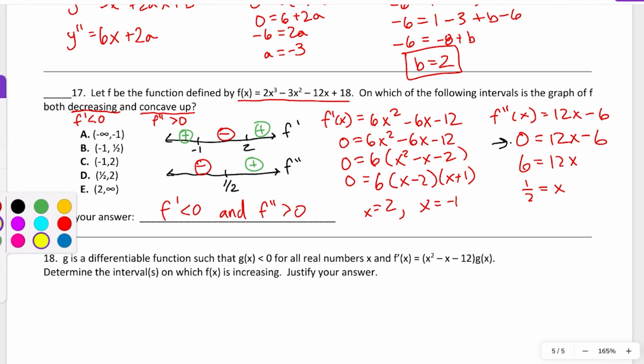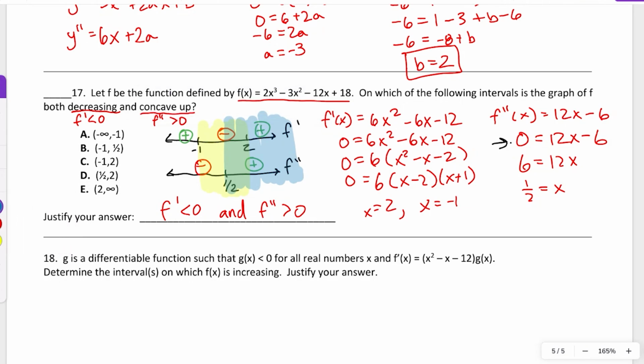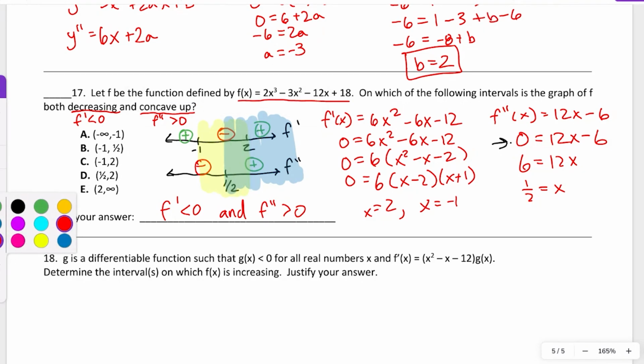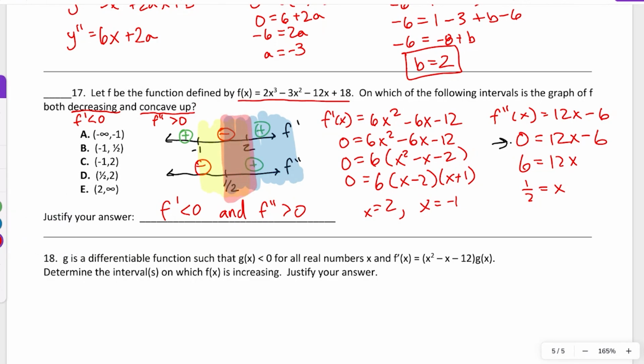Okay, so f prime is negative, which means f is decreasing, between negative 1 and 2. f is concave up anytime the second derivative is positive. So that's going to be between 1/2 and infinity. And so in order for both of these to be true, we look for the overlap in these intervals, which we're going to see is right here. Green's probably not the best choice there. Blue and yellow are already making green. Maybe I'll use red here. It's going to be right in here. Okay, so it's going to be in between 1/2 and 2.